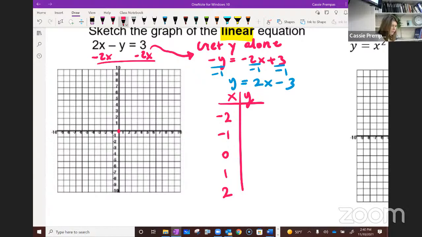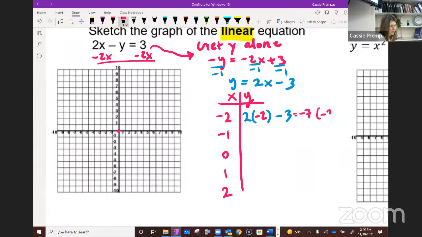So if I plug in -2, where do I plug it in? In for x. So I would ask -2, I'm going to plug that in, 2 times -2 minus 3. What comes out for y? So what is -4 minus 3?